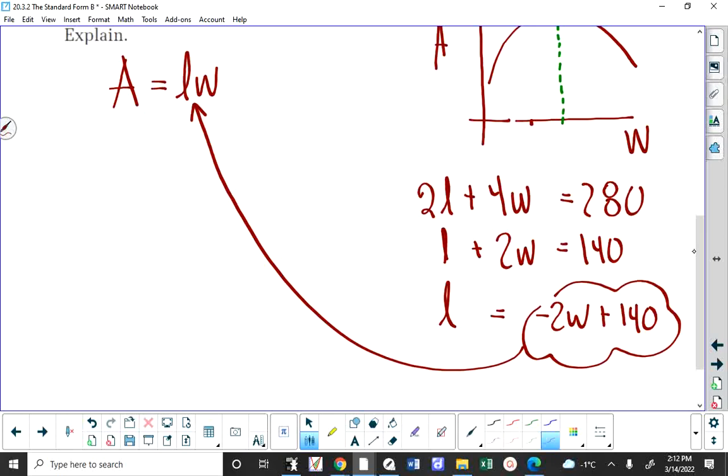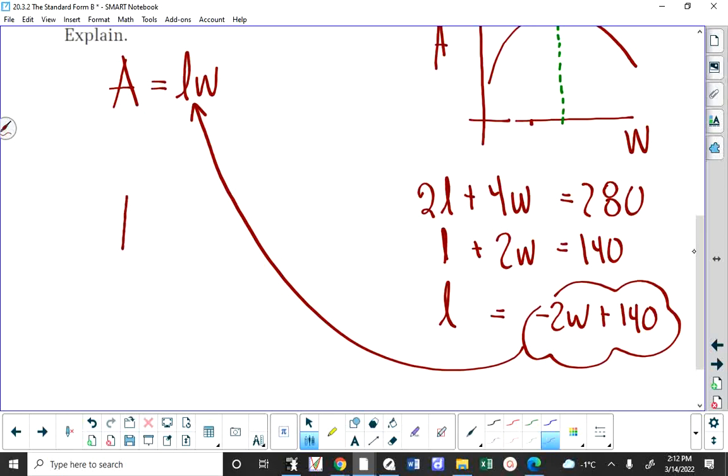How many of you, just by a show of hands or a nod of the head, understand that if we were to rearrange for W, it would be more complicated? We're going to end up with fractions, aren't we? We're going to have like 1/2 L. I don't want to deal with fractions, which is why I've decided to rearrange for L.